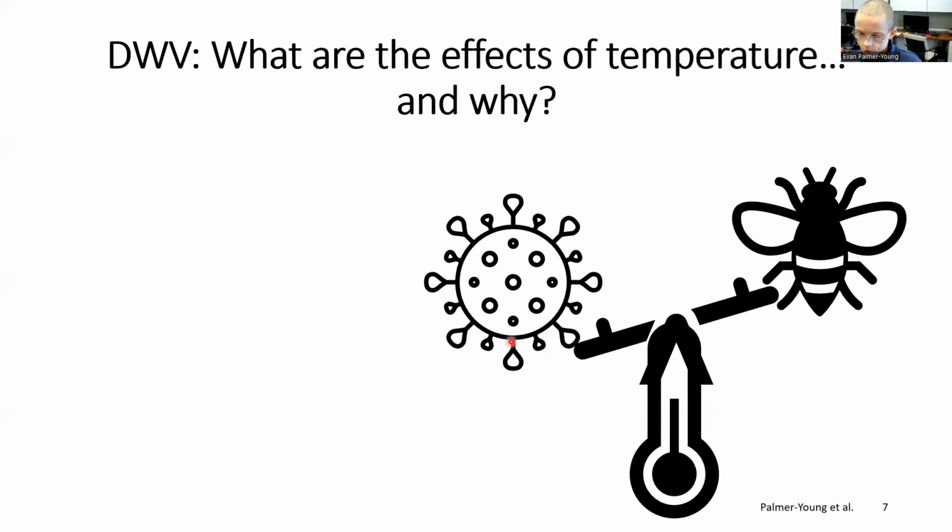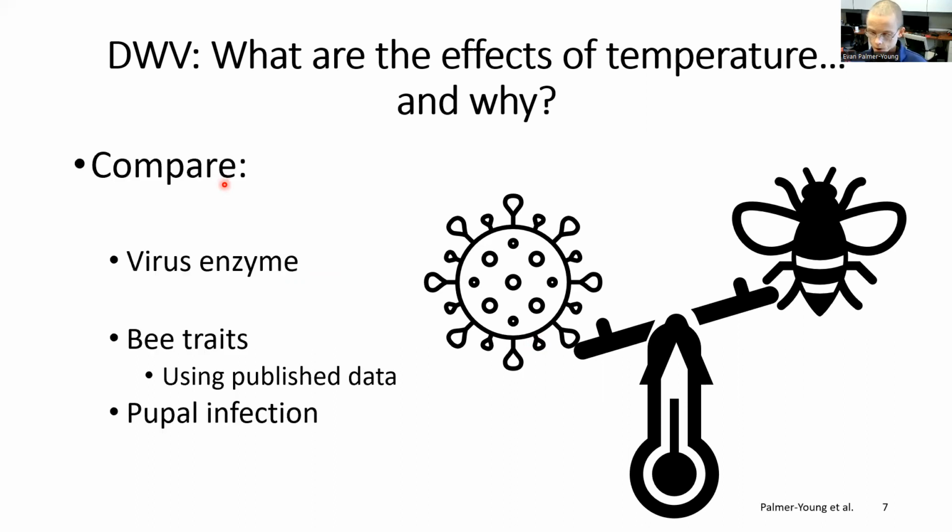To examine how the temperature dependence of infection is shaped by changes in the performance of parasites, DWV, and hosts, the honeybee, we compared effects of temperature on the activity of an isolated virus enzyme, 3 honeybee traits using previous authors' data, thank you, and infection of virus-injected pupae. Use of this isolated virus enzyme allowed us to work around the inability to grow viruses outside of host cells, allowing us to better separate the likely effects of temperature on the virus itself from its interaction with host cells.